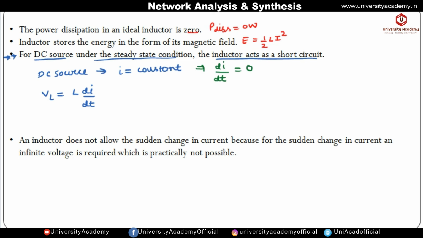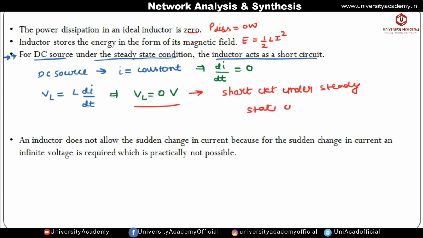So if we substitute di by dt as 0 here, then we get the voltage across the inductor as 0 volt. So this implies that the voltage across the inductor is 0. It means the inductor will become a short circuit under the steady state condition.